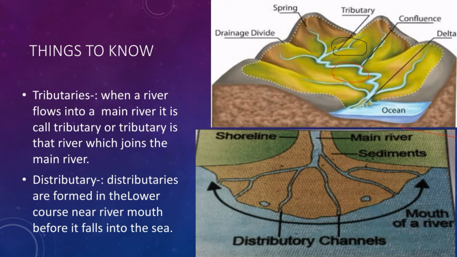Then comes distributary. What is distributary? Distributaries are formed in the lower course near the river mouth before it falls into the sea. Children, in this chapter we will also learn about the life cycle of a river, in which we will see the birth of river and the end of river. So tributaries are those small streams which join the main river, and distributaries are formed in the lower course, means they form near the end of the life cycle of the river, near the river mouth before it falls into the sea.